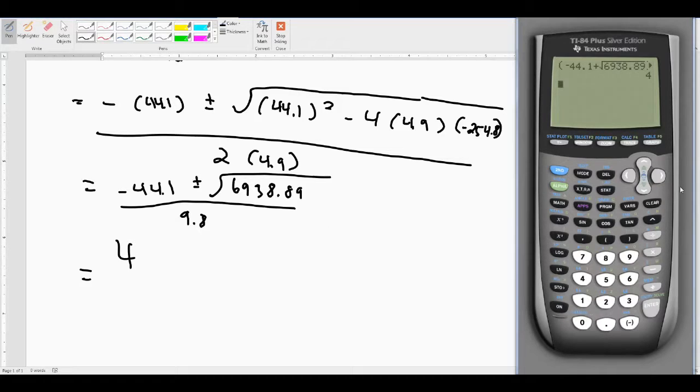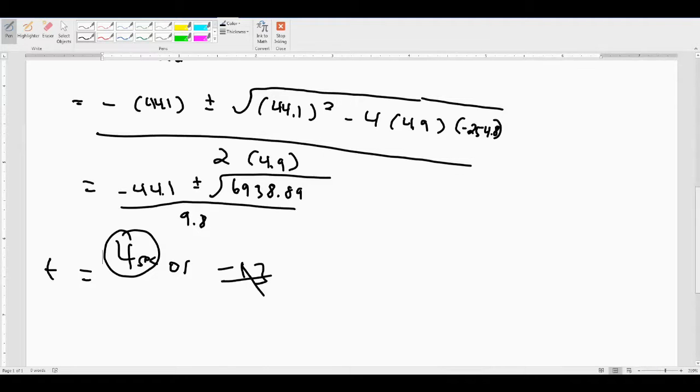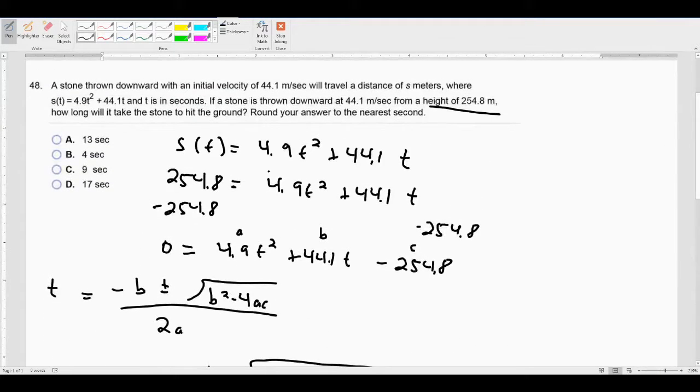And we get 4 for the plus part. We have to hit second, enter, to bring it back up so we can also do the minus sign part, because we've got to separate the plus and the minus. And we get negative 13. Since this is a time t, you can't have a negative time, so the answer is 4 seconds, which should be one of our choices. And there it is. That's what you're done.